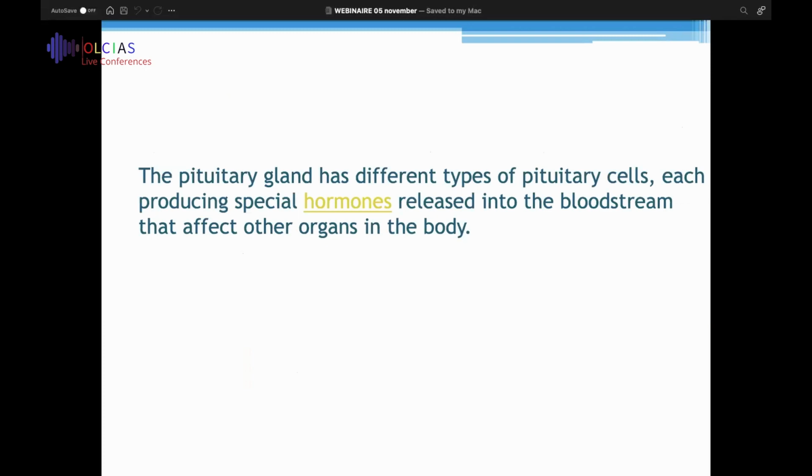The pituitary gland has different types of pituitary cells. Each cell produces special hormones released into the bloodstream that affect other organs in the body. And from these pituitary cells, we have the growth of pituitary adenoma. So the origin of the pituitary adenoma is the division of these pituitary cells.